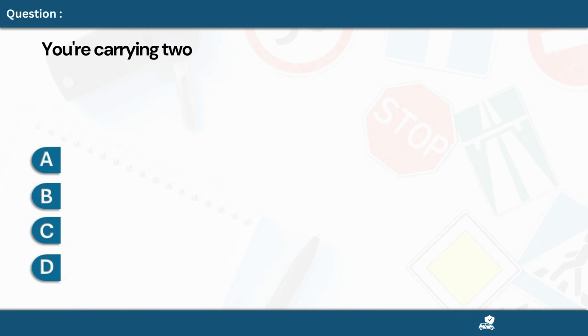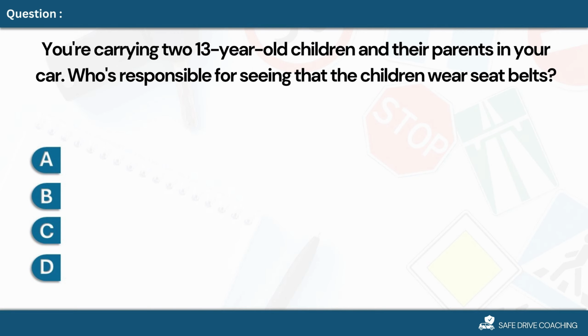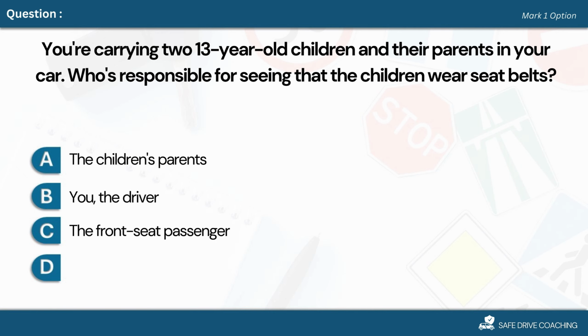You're carrying two 13-year-old children and their parents in your car. Who's responsible for seeing that the children wear seatbelts? A. The children's parents. B. You, the driver. C. The front seat passenger. D. The children. The correct answer is B. You, the driver.